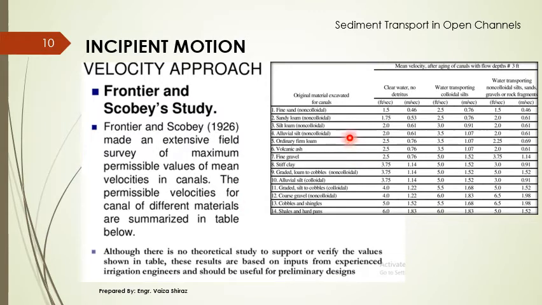So you can see you have the table which gives the mean velocities for different cases in which you have different types of soil and different cases of the water in the channel. So although there is no theoretical study to support or verify the values shown in this table, the results are based upon the inputs from experienced irrigation engineers and should be useful for the preliminary designs.